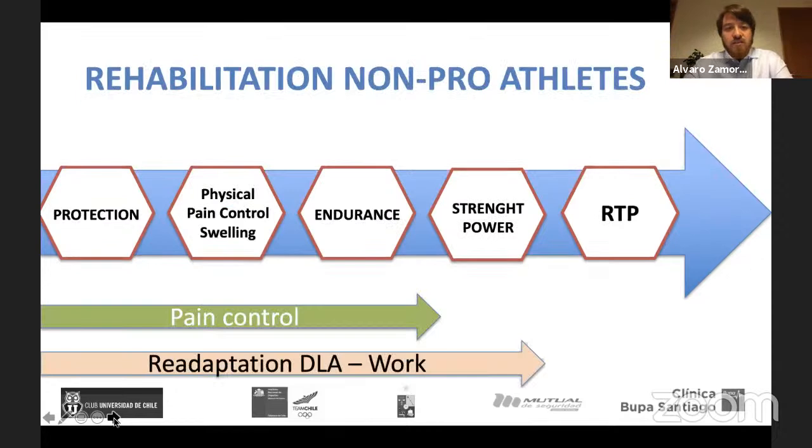And in non-pro athletes, it's the same, but I can add physical pain control and swelling in the first stage, because maybe we can put our efforts at the beginning on that specific topic. If we can give the patients pain control and swelling control at the beginning, maybe in the coming stages it's going to be easier for the patients to return to sport as soon as possible. And we always add pain control and the readaptation of daily living activities and work.